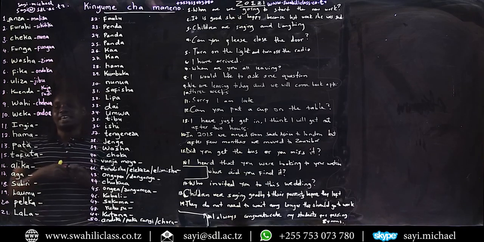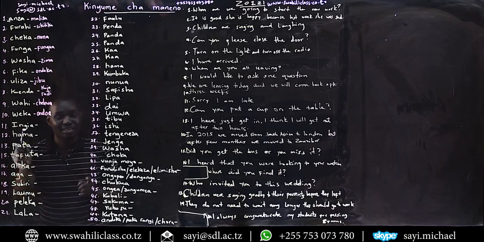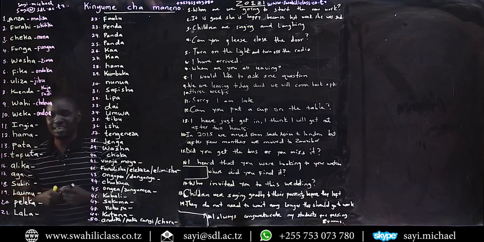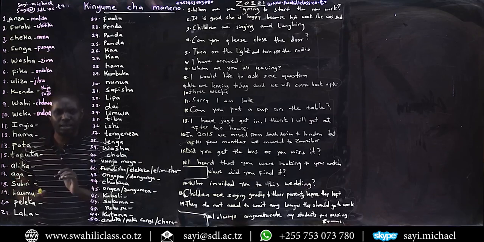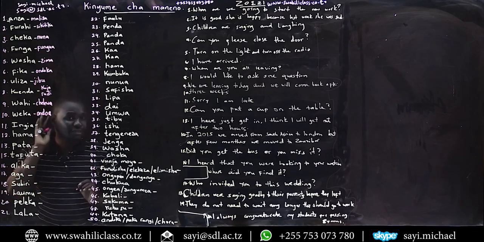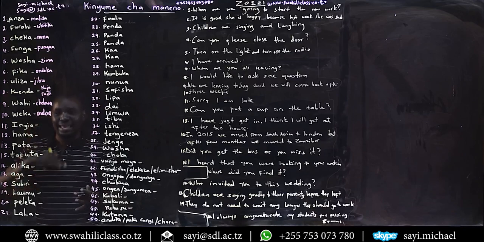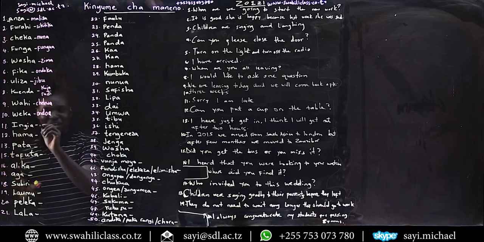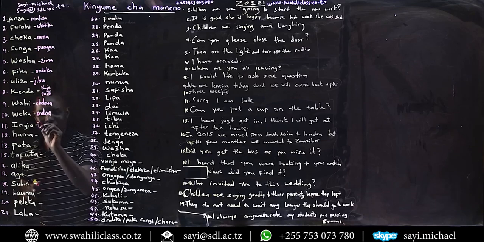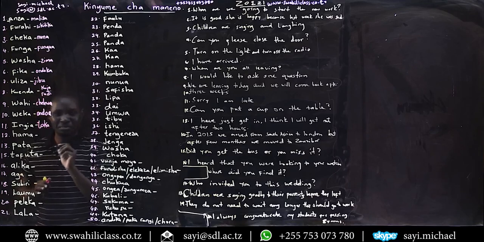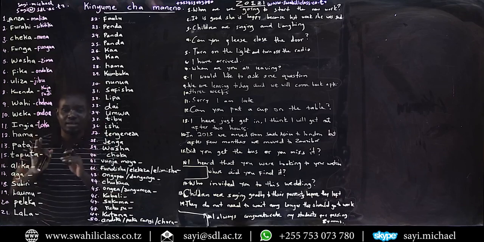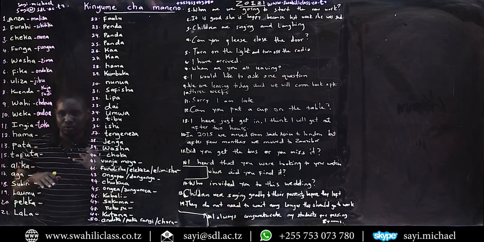Weka, ondoa. Ingia, what's the meaning of ingia? Ingia is to enter. I remind you, if you watch those sentences, you will find a sentence with this verb, ingia. Ingia is to enter, to go in, to get in. The opposite of ingia is, tell me, I'm just writing, you tell me and you check if yours and mine are the same or not the same. Maybe you got it right, but don't know your opposite. But my opposite is toka. Toka, ingia, get in. Toka is get out.